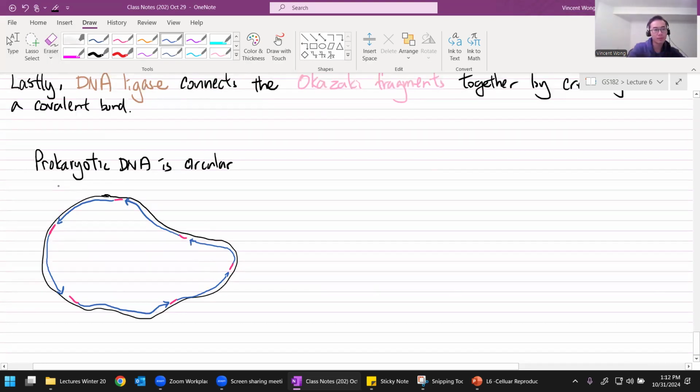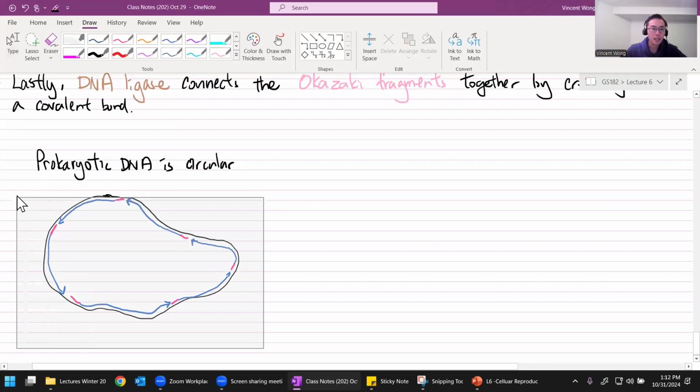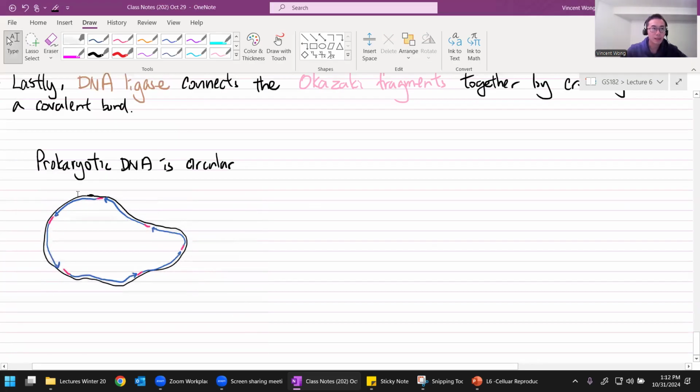Okay? So keep this in mind as we move on to talk about eukaryotic DNA, because our DNA is not circular. Ours is linear, and that actually creates a bit of a problem when we try to copy the DNA, as you will see. Okay, so again, the circular DNA is able to loop back on itself and replace the original primer.